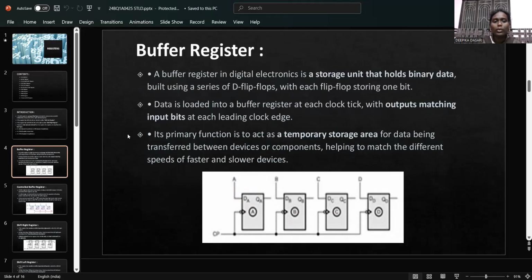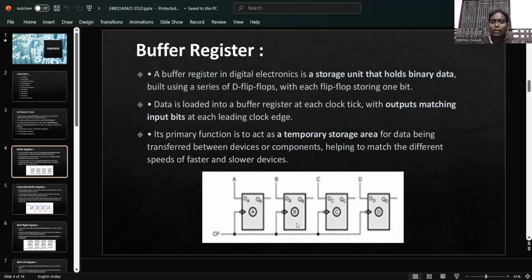At first, we are going to discuss the buffer register. A buffer register in digital electronics is a storage unit that holds binary data and is built using a series of D flip-flops, with each flip-flop storing one bit of data. The data is loaded into a buffer register at each clock tick, with outputs matching input bits at each leading clock edge. Its primary function is to act as a temporary storage area for data being transferred between devices or components, helping to match the different speeds of faster and slower devices.